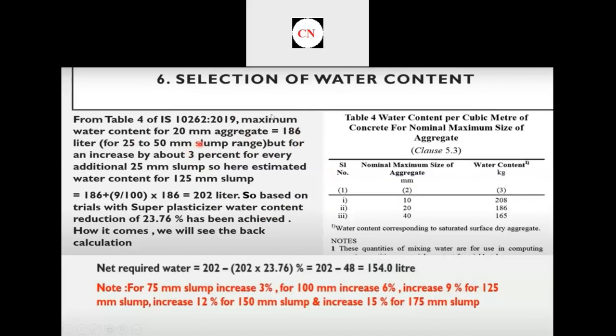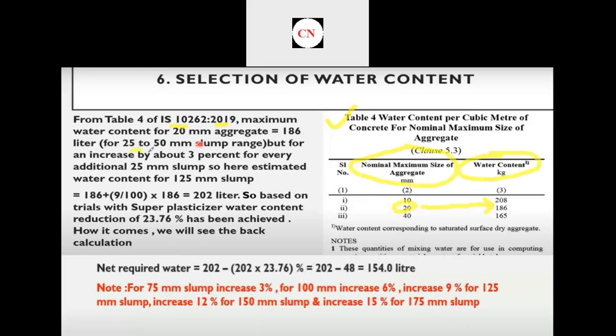So now the next one is the selection of water content. From table 4 of IS 10262 of 2019, which gives the water content values for a particular nominal maximum size of aggregate. In our case, we are using a 20 mm nominal maximum size, so definitely we have to select 186 liters of water.